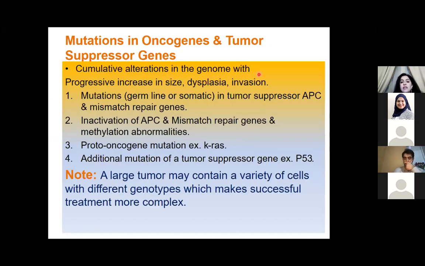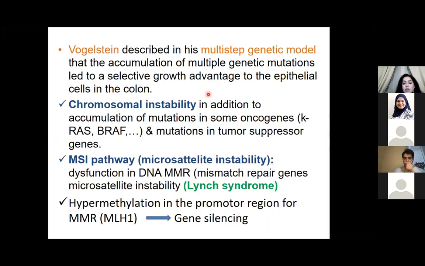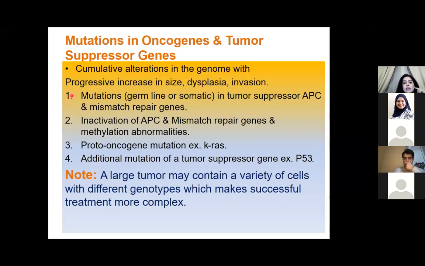Okay, cumulative alterations in the genome with progression, with progressive increase in size, dysplasia, and invasion. This is the diagram I was describing, the genetic model. Mutations, whether germline or somatic, in tumor suppressor genes and mismatch repair genes, inactivation of the APC, mismatch repair genes, methylation abnormalities, proto-oncogene mutation, for example, the KRAS, additional mutation of a tumor suppressor gene, for example, the P53. All these are the sequence of events which can take place to lead to accumulation of mutation and to turn the cell from normal epithelium to adenoma, to carcinoma, to metastatic carcinoma. So this is just an enumeration of the mutations which can take place in the colorectal cancer model.